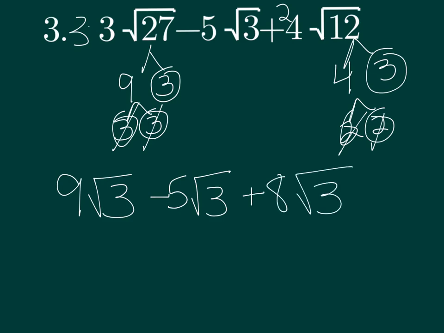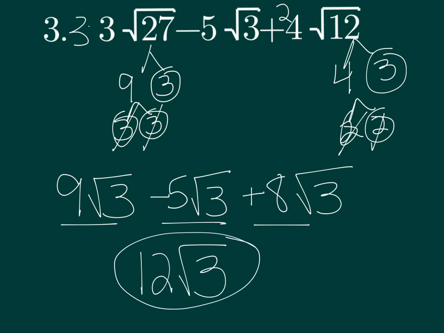Okay, now they all have the same square root, so I can combine them all. Sometimes just 2 of them will, and then the third one won't. So just combine the ones that are exactly the same. So 9 and negative 5 is 4, plus 8 is 12, square root of 3. Okay, and that's your answer. So that's adding and subtracting.